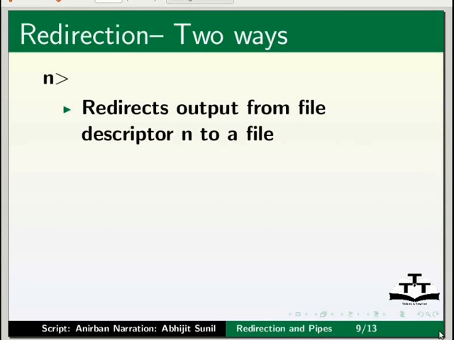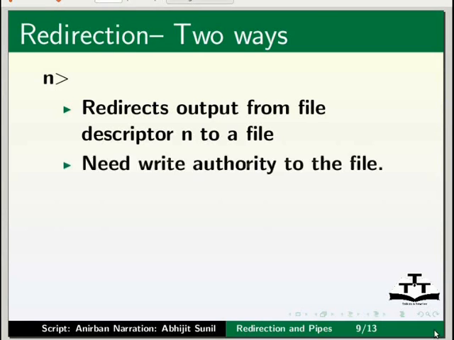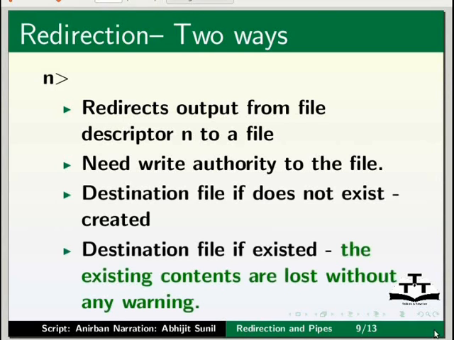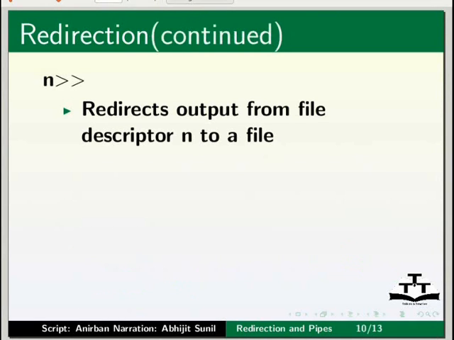Now let us see how to redirect standard output and standard error. There are two ways to redirect output or error to a file. Suppose n refers to the file descriptor. N single right angle bracket redirects output from file descriptor n to a file. You must have write authority to the file. If the file does not exist, it is created. If it does exist, the existing contents are usually lost without any warning.